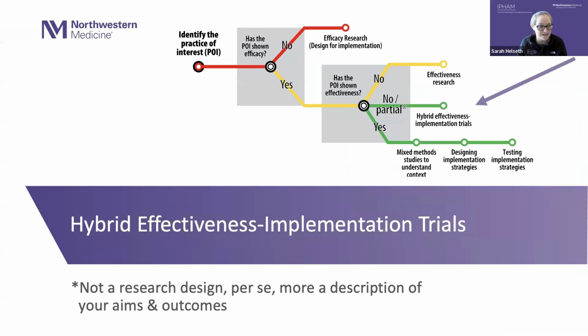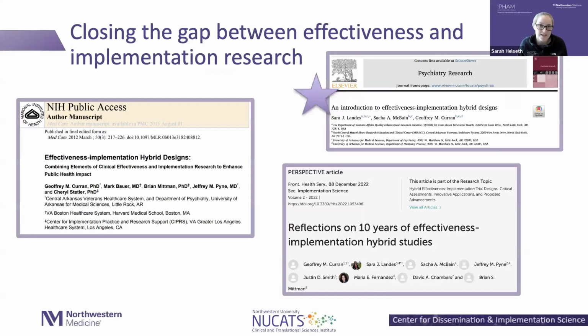Now I'm going to be talking about hybrid effectiveness and implementation trials, which is so often where I live and do my work. But I really loved this mental reframe that these are not really research designs in and of themselves. Like, you choose a randomized cluster trial, but then you might also be calling it a hybrid effectiveness implementation trial, because it's really about how you describe your aims and your outcomes of interest and what your priorities are in the study. So it can be very important as a way to communicate the objectives of the research.